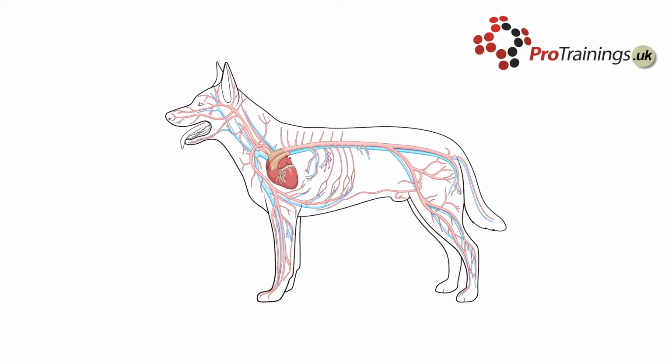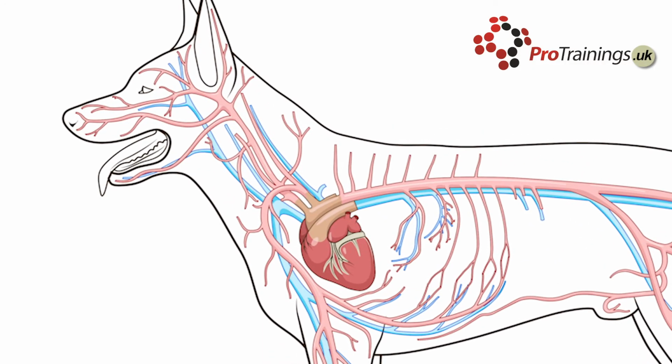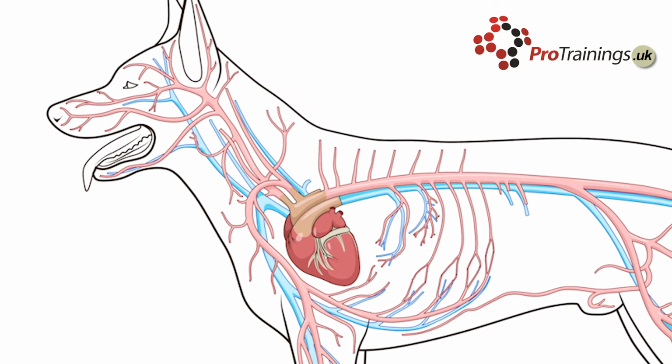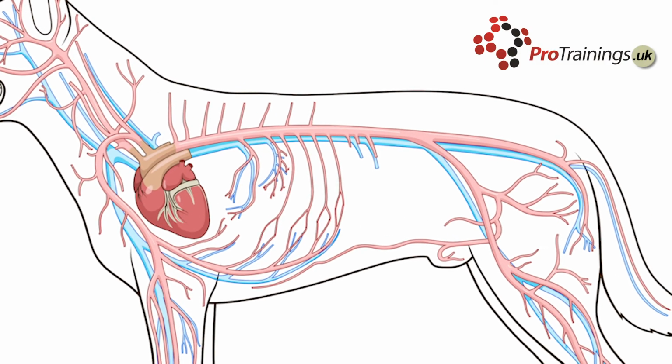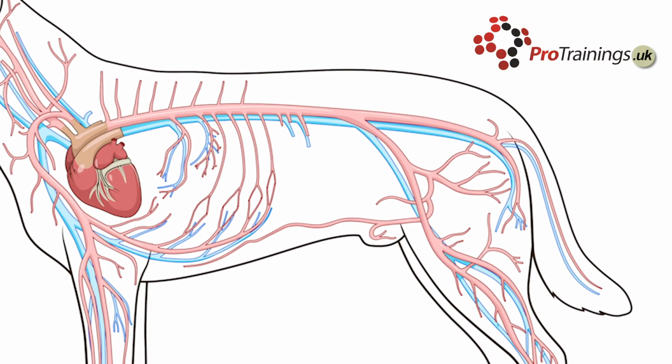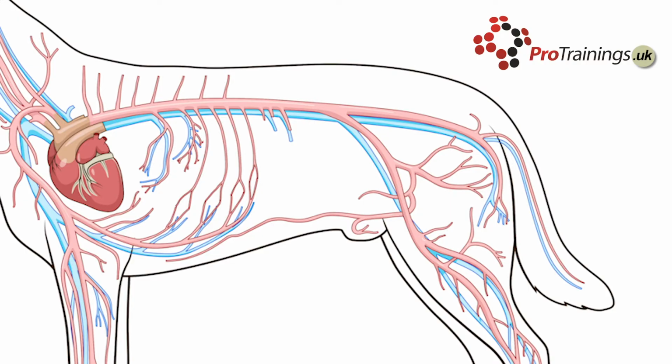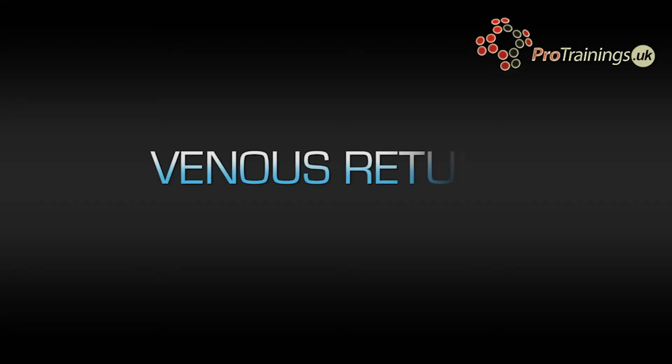Veins and venules predominantly carry deoxygenated blood, which is therefore high in carbon dioxide. The exception to this rule is the pulmonary vein and venules, which carry oxygenated blood from the lungs back to the heart. The flow back to the heart is called venous return. Unlike arteries, veins carry blood under low pressure, which makes it harder for the blood to flow.